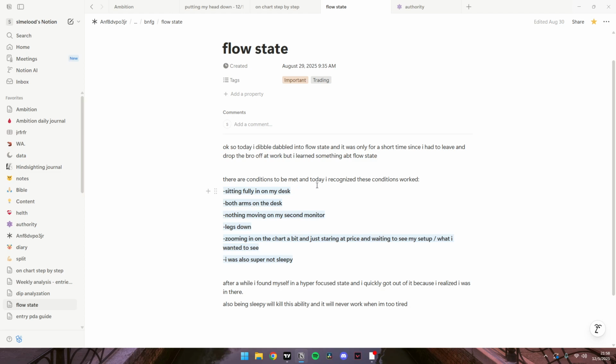Here, I'm sitting fully in on my desk, getting closer to the screen, both arms on the desk. I don't know, that's just mad dumb. Yeah, just all these conditions. It's probably different for every person, but you just try to focus and look at the chart. Don't look at anything else. Don't look at your other monitor. Only look at the chart and the candles printing. And after a while, you'll be in a hyper focus state.